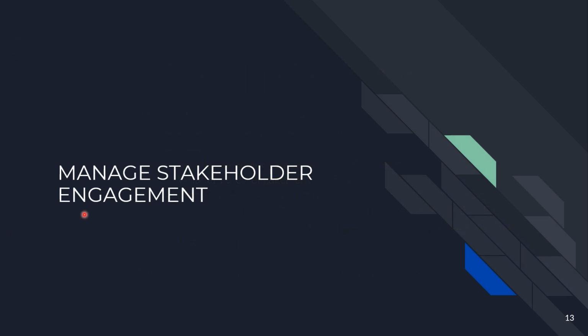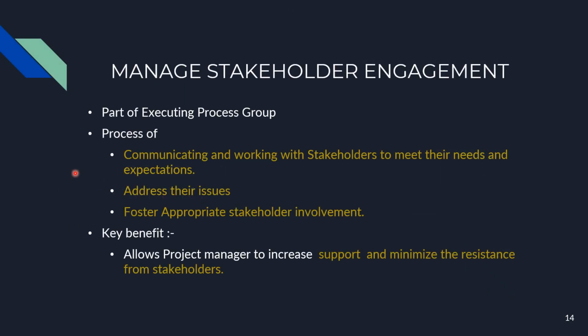The third process is manage stakeholder engagement. Manage stakeholder engagement is part of the executing process group. In this process, we communicate and work with the stakeholders to meet their needs and expectations. We address their issues and foster appropriate stakeholder involvement. Key benefit of manage stakeholder engagement: it allows the project manager to increase support and minimize resistance from the stakeholders.